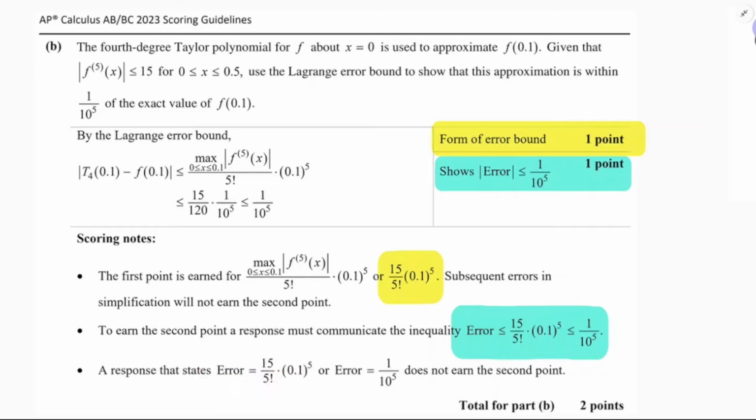Okay, but what happened was students that said error bound equals 15 over 5 factorial times 0.1 to the 5 did end up earning the second point because they were communicating that the error was less than or equal to that number by saying that was a bound. But I don't want us to get into that. We're just going to go right for the answer because notice how if we did what I suggested you do right here, that's almost exactly what I wrote, except I had an absolute value in there, 0.1 minus 0. Error less than or equal to the Lagrange error bound, the right error bound, do it right, and less than or equal to what they said. Okay, and that's how we can get both points very easily.